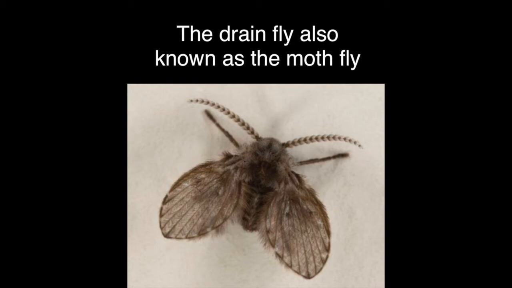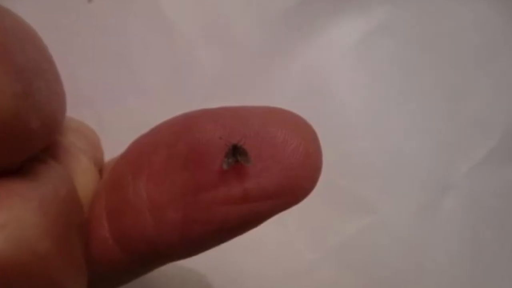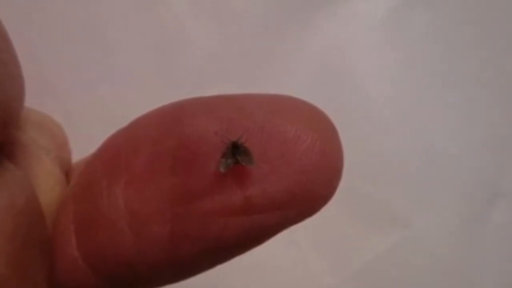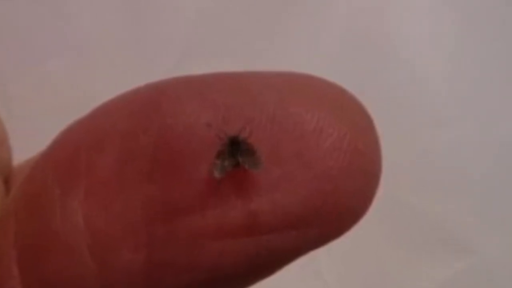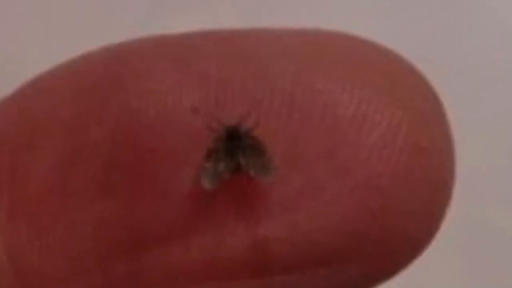And you can see in this photo here, this little fly on the end of a finger, that they're real tiny and they can sometimes be hard to see. So if you have a house that has drain flies, there again, if they pour some bleach down those drains and clean those out, that will usually take care of the problem.